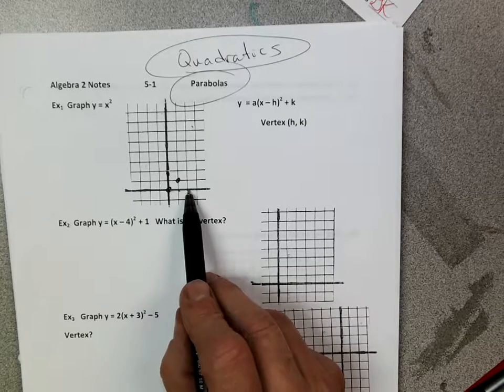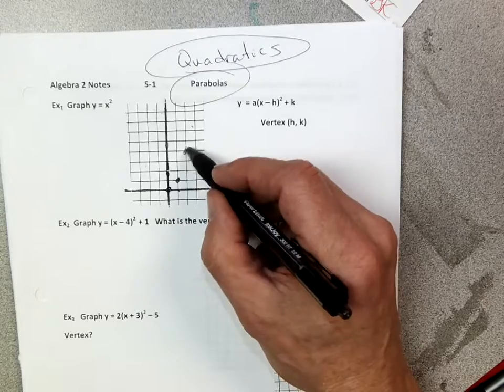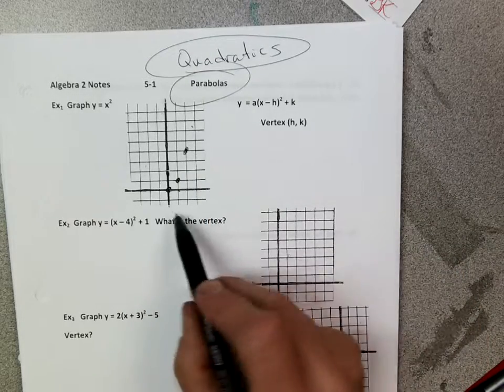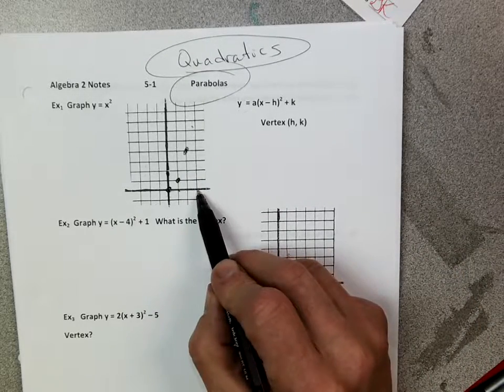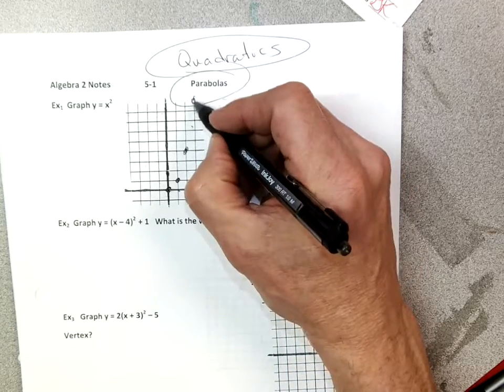If I move over 2, 2 squared is? 4. So I go up 1, 2, 3, 4. See how easy this is? If I go over 3, what's 3 squared? 9. 1, 2, 3, 4, 5, 6, 7, 8, 9.